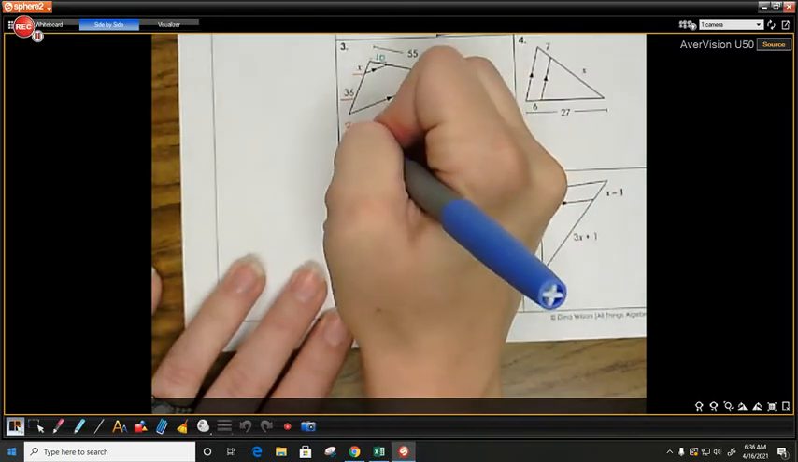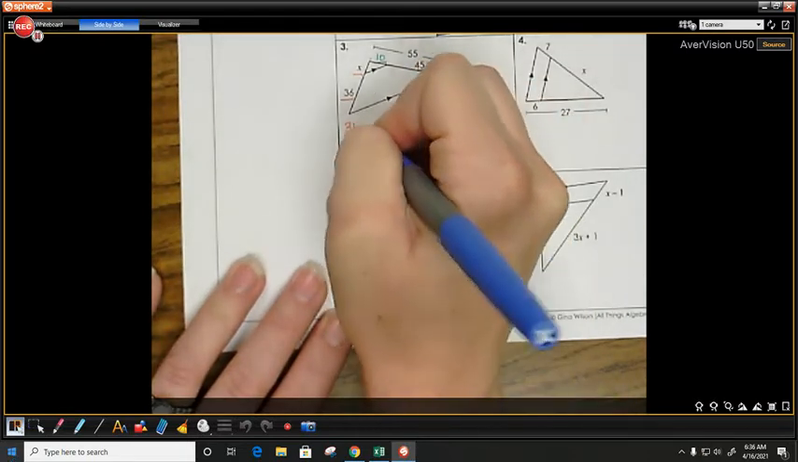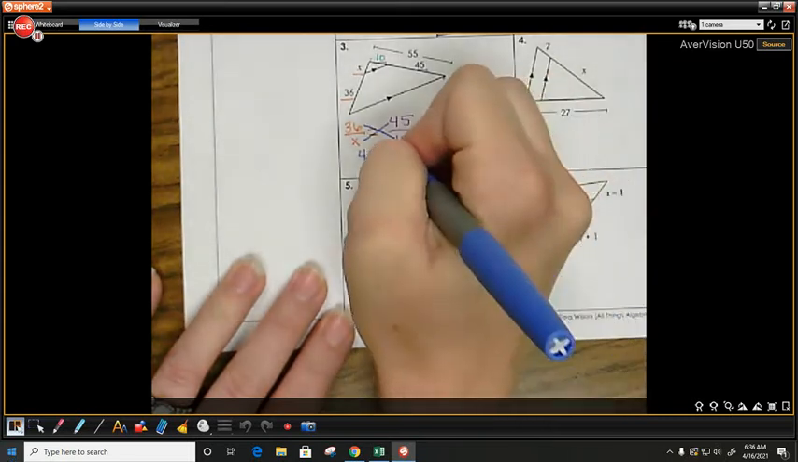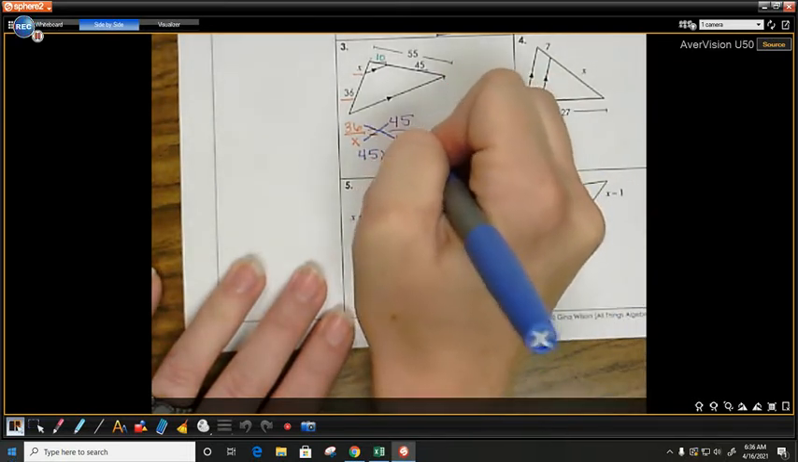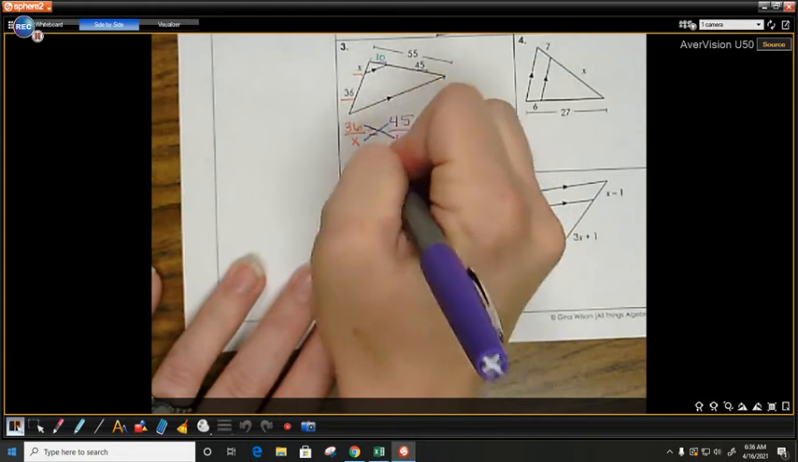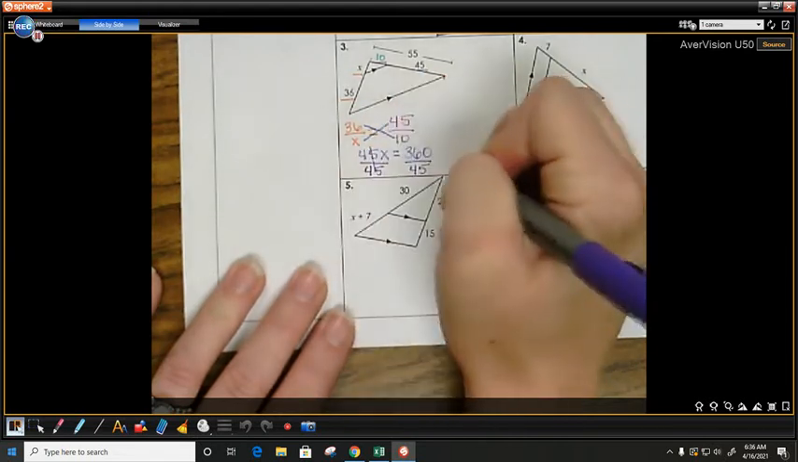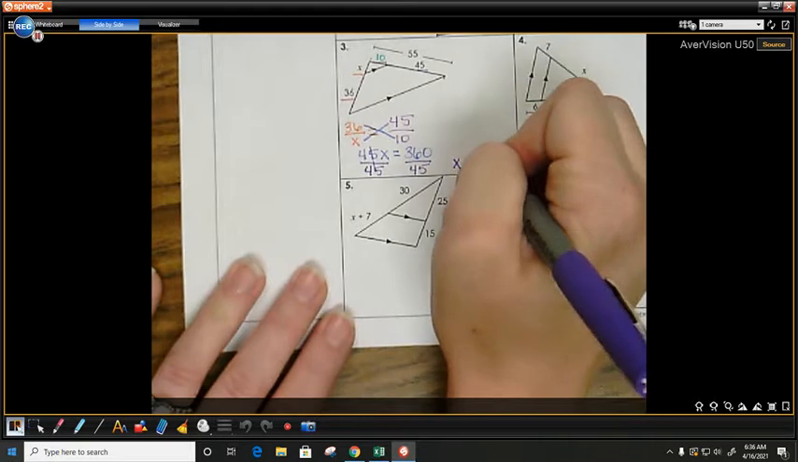So we're going to cross multiply. x times 45 is 45x, and 36 times 10 is 360. So then we're going to divide both sides by 45, and we get x equals 8.